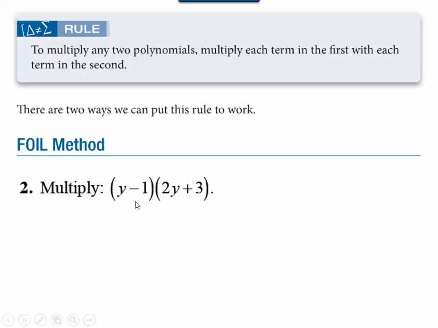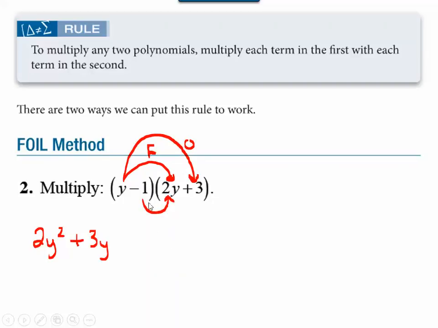Sometimes we call it FOIL. So this little y here has to multiply every single thing in the other parenthesis. And this little -1 has to multiply every single term in the other parenthesis here. So 2 times 2y. And what we do is we have this little acronym that I think you guys heard before, something called FOIL. So we multiply the first ones together. That's what FOIL stands for, first ones. Then O is the outside terms. y times 3 is 3y.